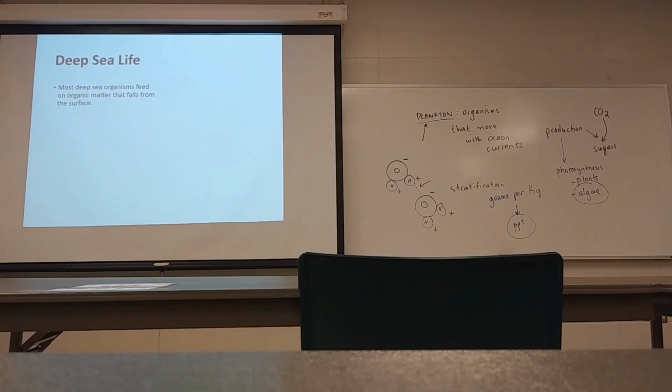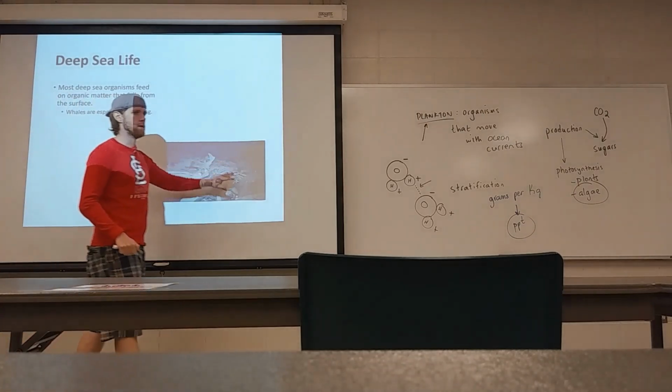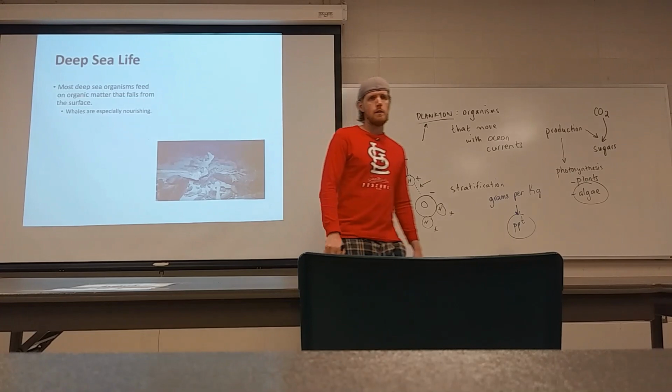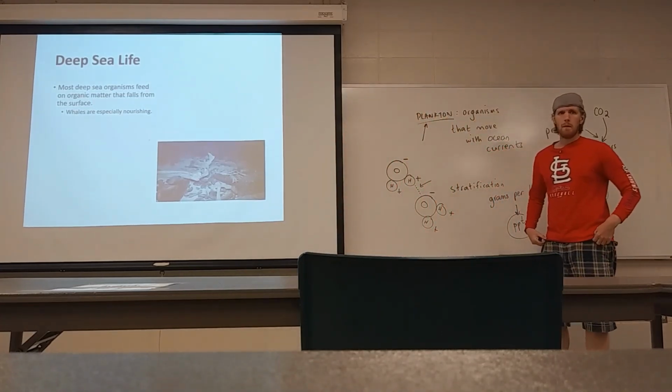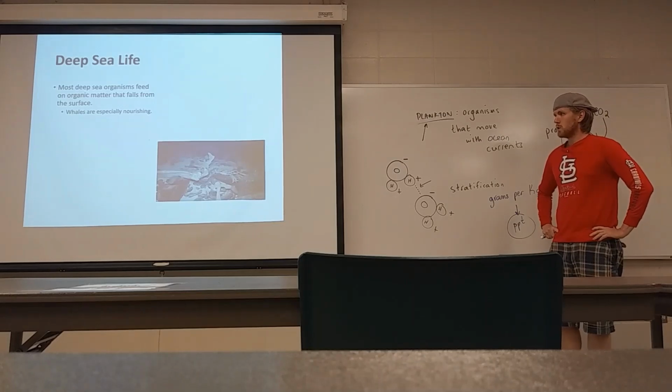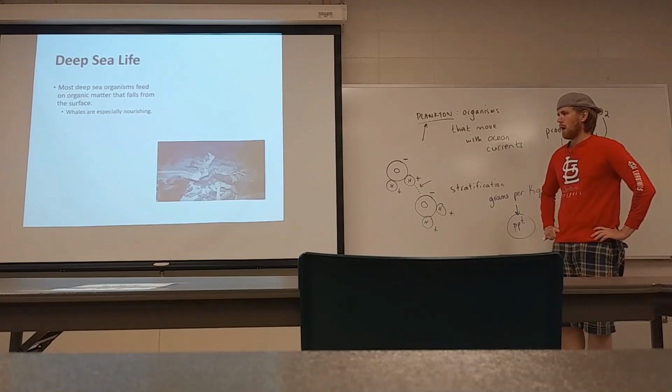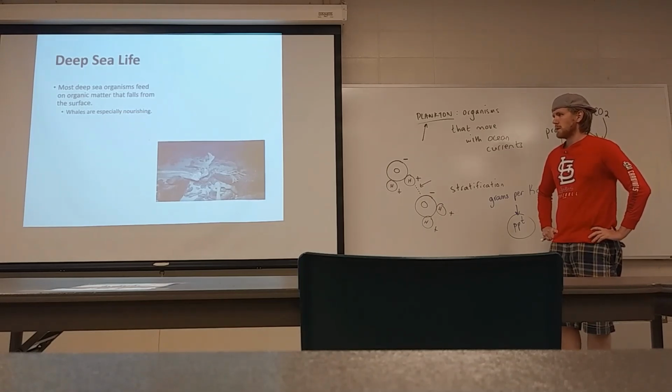Good chunk of species in the deep sea simply feed on stuff that falls down from the surface. That sounds like a good plan to me. Here's a picture of a dead whale. Whales especially, if they fall down to the substrate, the surface of the deep sea, they are quickly consumed, or not always super quickly, but they are quickly found and then feasted upon by a number of species.